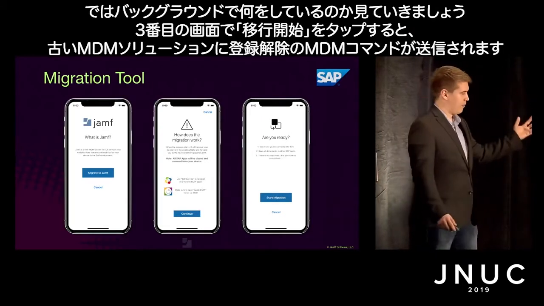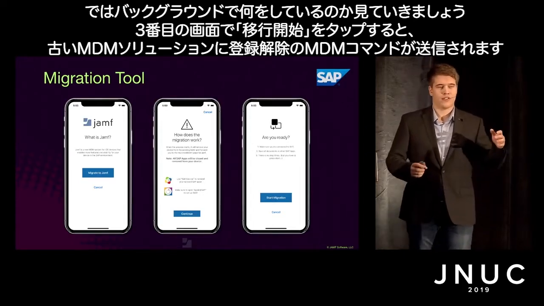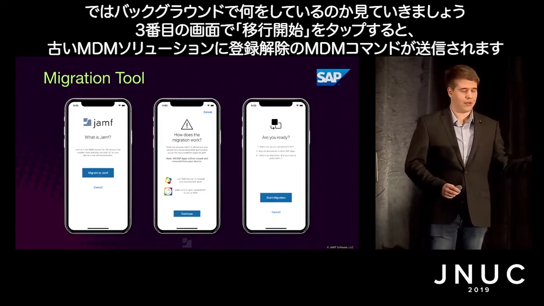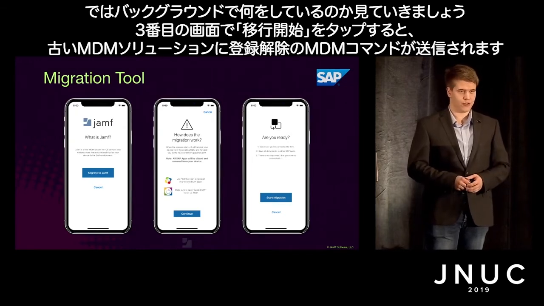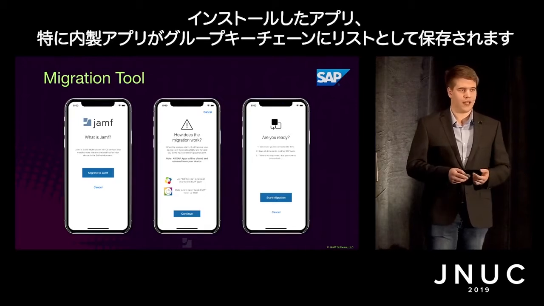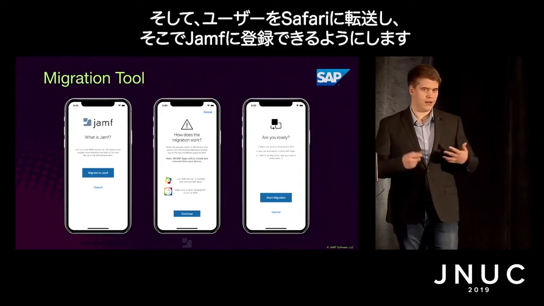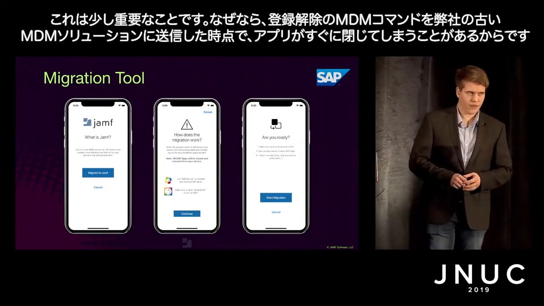And what it does in the background, after you tap Start Migration on the third screen, it would send a de-enrollment MDM command to our old MDM solution. It would save the apps that you had installed, especially in-house apps, into a group keychain as a list. And then it would forward the user to Safari, where you can enroll into Jamf.